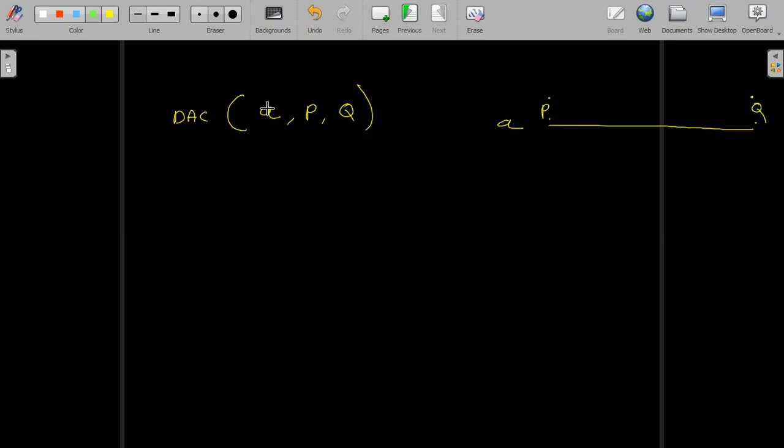Why have I taken this function? A is an array, please understand. A is an array, P is the initial index. Again, Q is the last index, nothing but n minus 1. Okay, now this is the function I created.